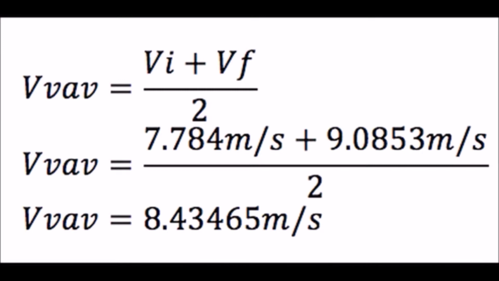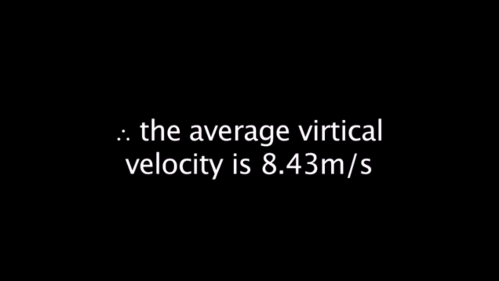This showed that my average vertical velocity equaled 8.43465 meters per second. Therefore, the average vertical velocity is 8.43 meters per second.